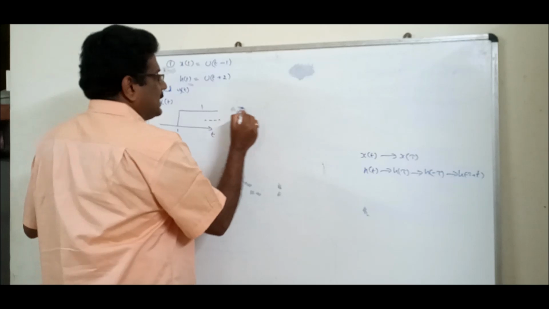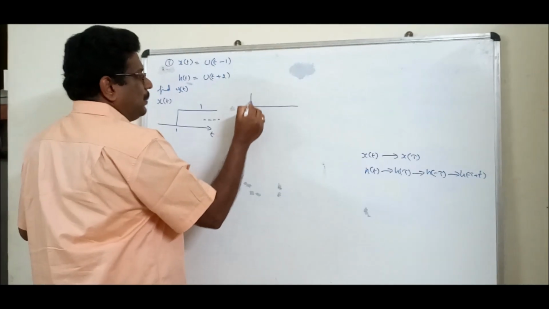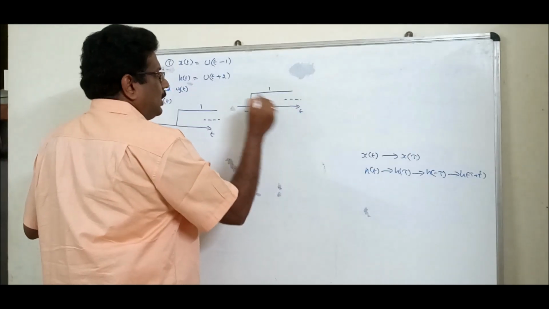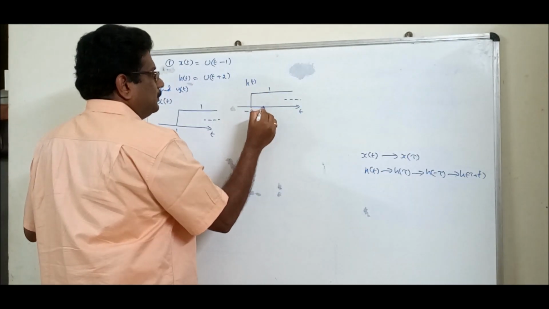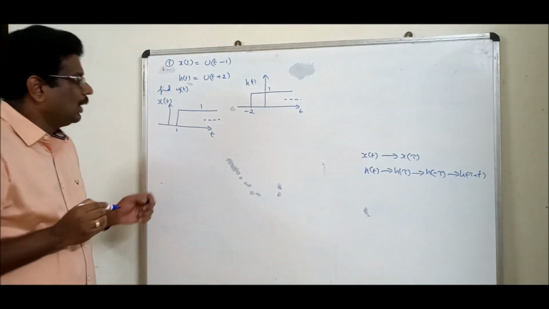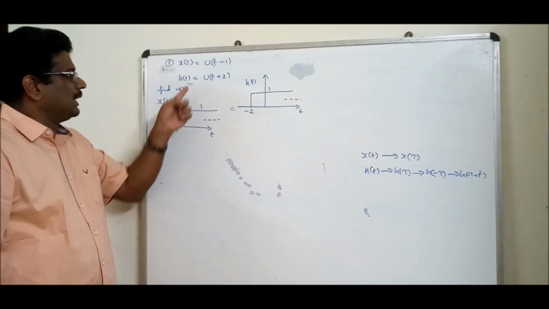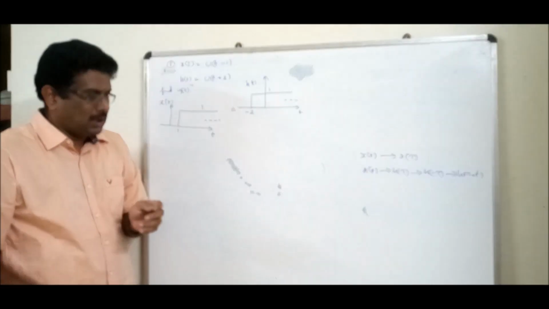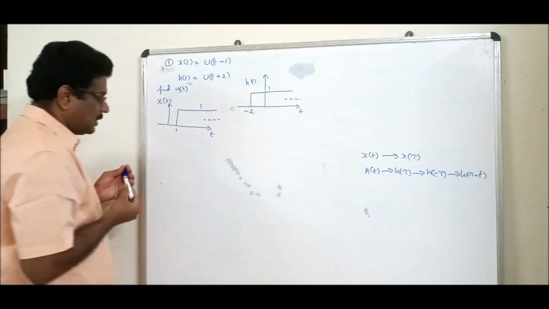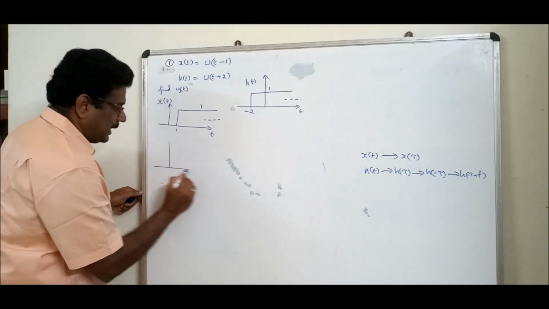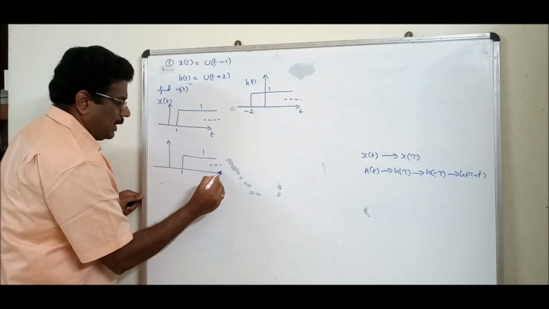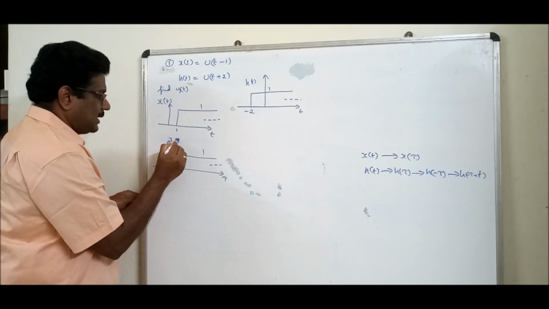What is the second signal? U of t plus 2, left shifted. This is your h of t. Given signal x of t, given signal h of t. What is the preliminary work? Convert x of t to x of tau. Just repeat the same sketch. Already I told you. Make it as tau. This is x of tau.